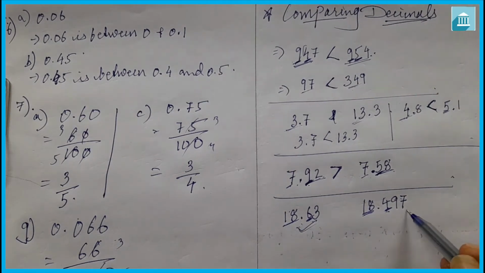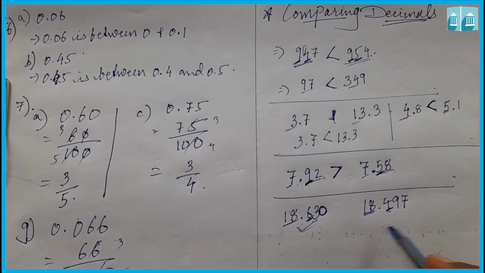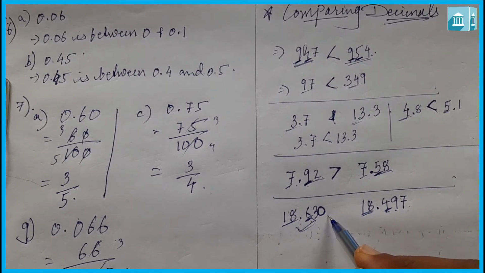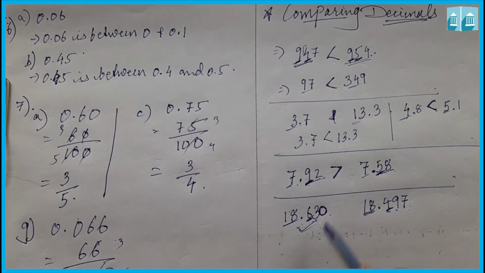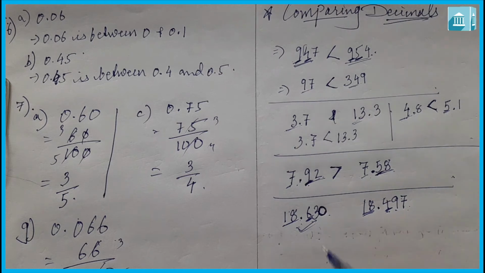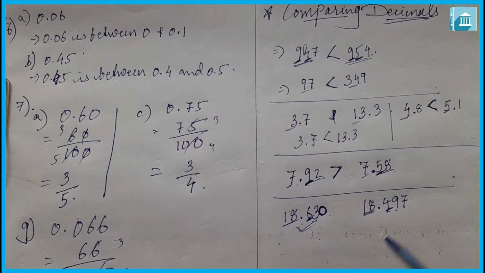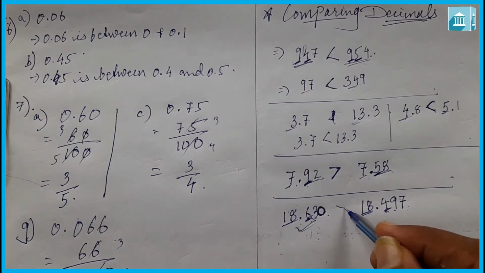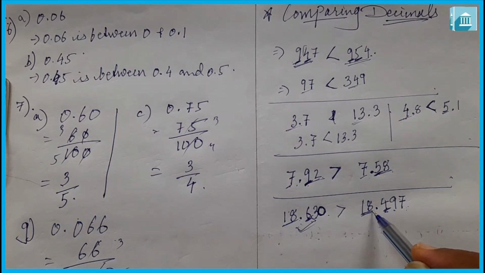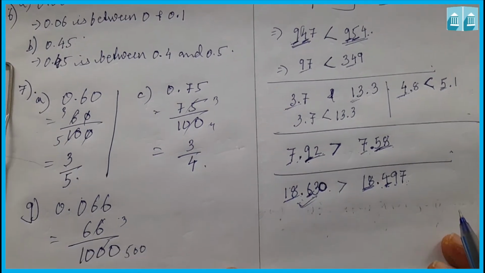The second method is to convert them into like decimals. Like decimals means just add 0 here. Now after the decimal point, here 3 digits, here also 3 digits, so we can compare the like decimals. To convert them into like decimals, we need to add 0. Once we add 0 here, it will be 630. Here it is 497. So we can say that 18.630 is greater than 18.497.